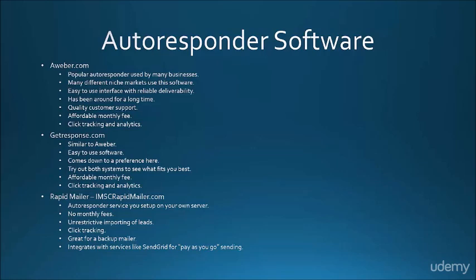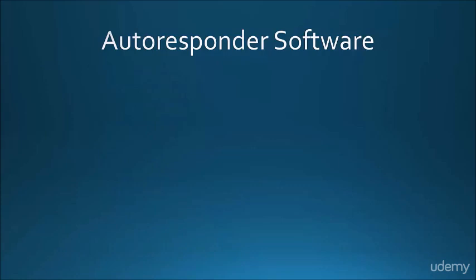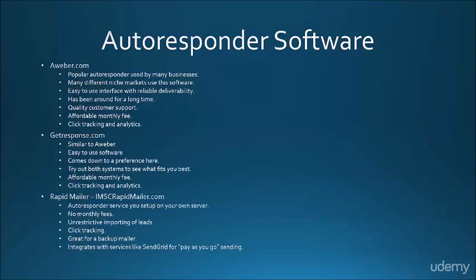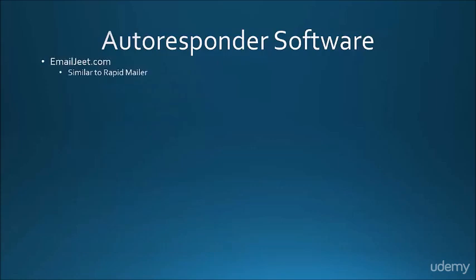Now the one thing to keep in mind though is it does add up. Whereas Aweber and GetResponse just charge you a flat monthly fee, these other sources like SendGrid will charge you per email. So you do want to monitor it, make sure it's getting a good return for you. But Rapid Mailer is a good autoresponder software that you don't need to set up.